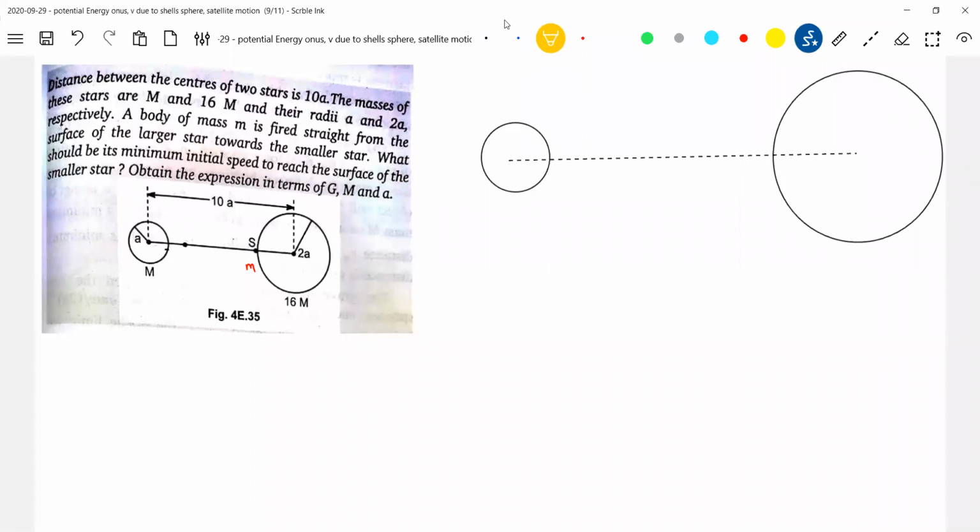Same diagram. I'm just putting it in order. Now we have this much here. So this is the radius A, radius 2A. There is a particle now. The mass of this we know is 16m. The mass of this is capital M. There's a particle of mass m naught.